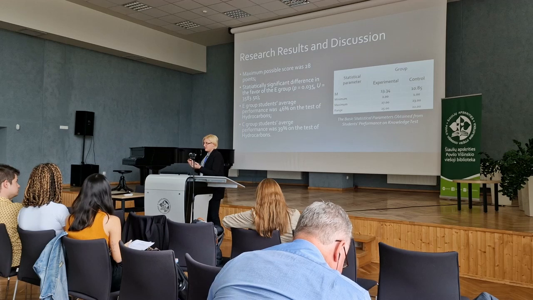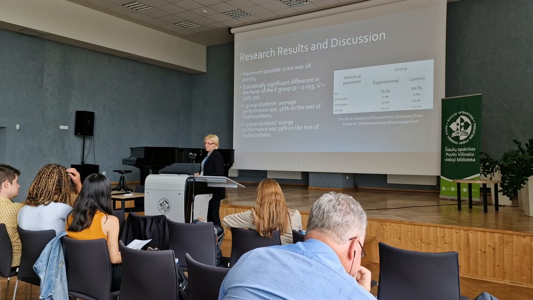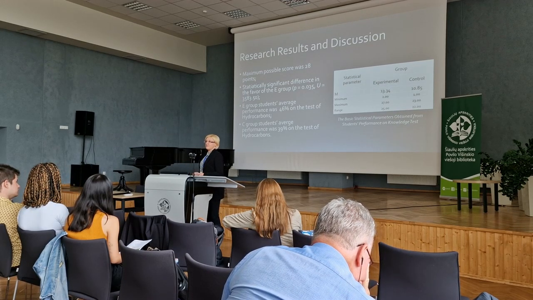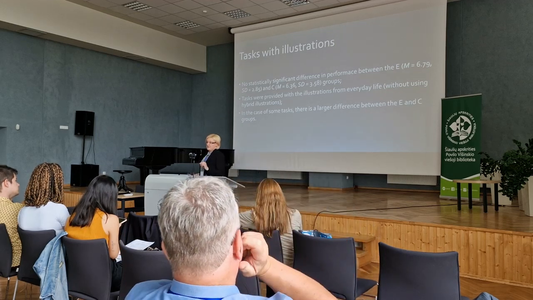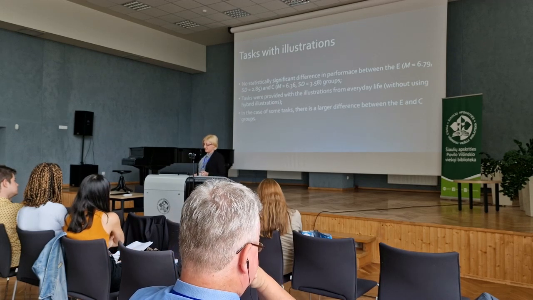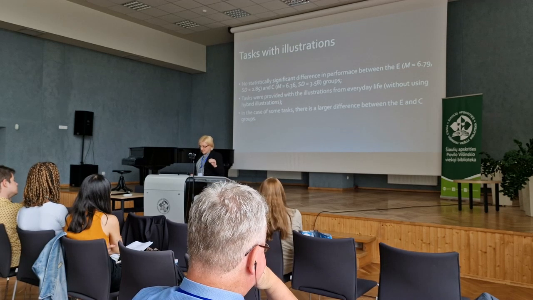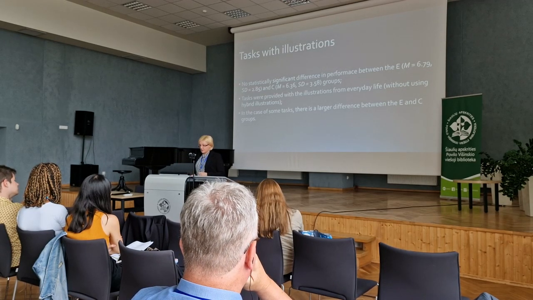If we look at the overall test results, the experimental group students' average performance on the test was around 46%, while the control group average performance was around 39%. Let's see from the perspective of tasks with illustrations. There was no statistically significant difference in performance between the experimental and the control group, but in some tasks there was a larger difference between the experimental and the control group.